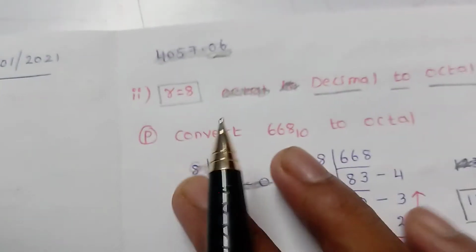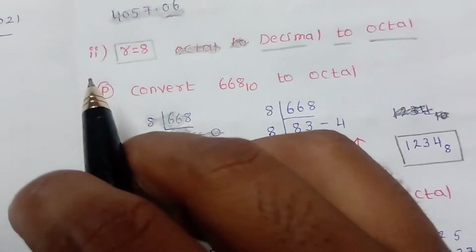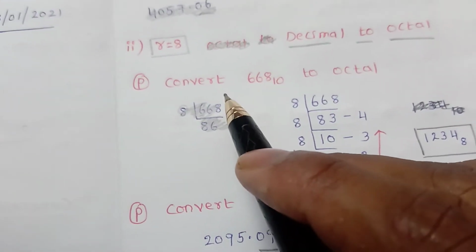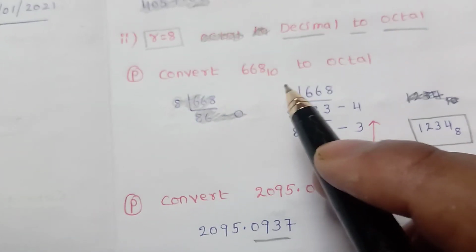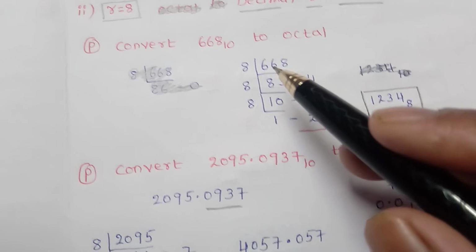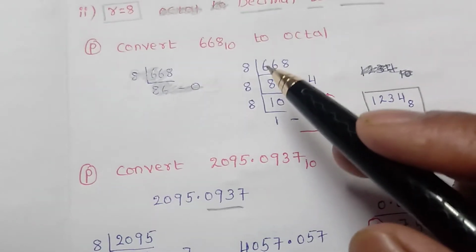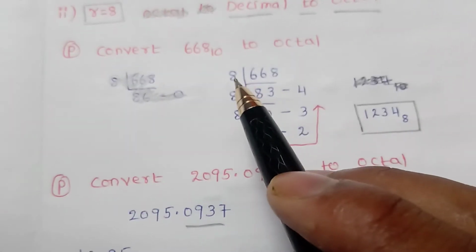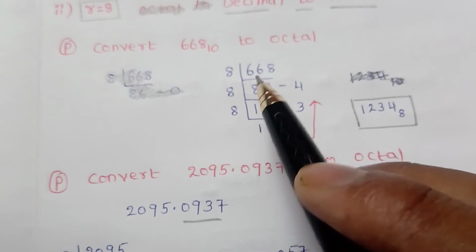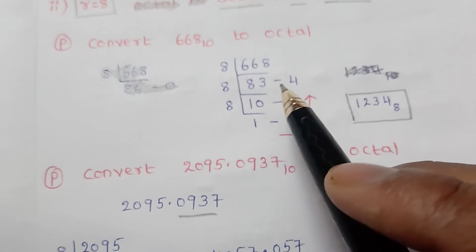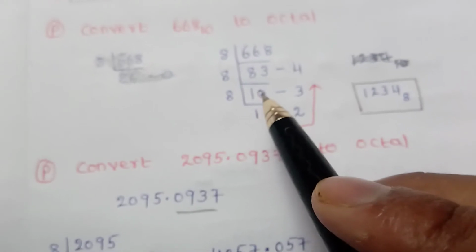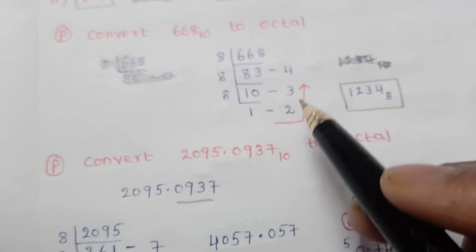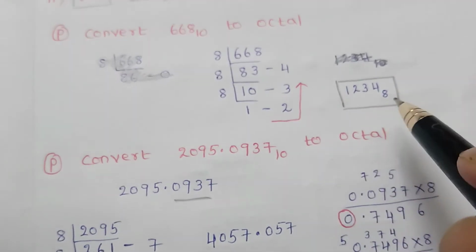Now if you observe another radix, r is equal to 8. That means decimal to octal. Let us consider this example: convert 668 base 10 to octal. If you want to convert 668 to octal, what is the radix? 8 is the radix. Therefore you have to divide successively by 8. 8 8s are 64, 2 is the remainder. 8 3s are 24, 4 is the remainder. 8 10s are 80, 3 is the remainder. 8 1s are 8, 2 is the remainder. You have to take from bottom to top, 1 2 3 4 in octal.